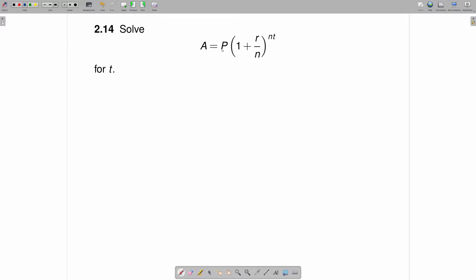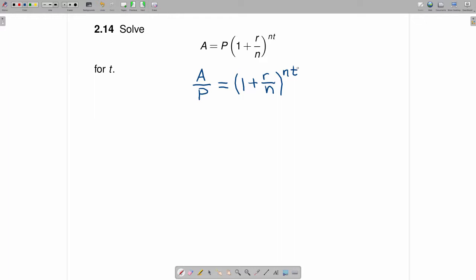The first step to solving this equation is going to be to divide both sides of this equation by P. When you divide the left-hand side of that equation by P, you get A over P. When you divide the right-hand side of the equation by P, you get 1 plus R over N raised to the NT power.